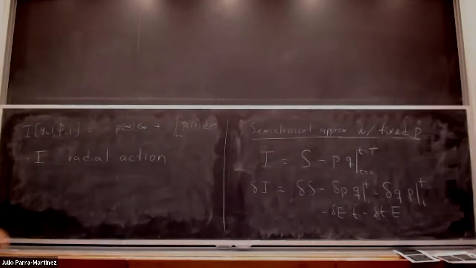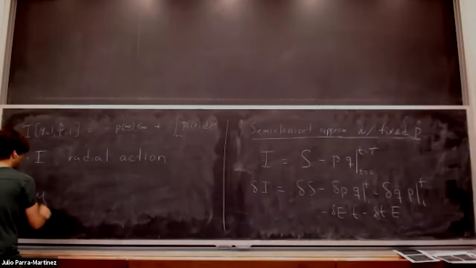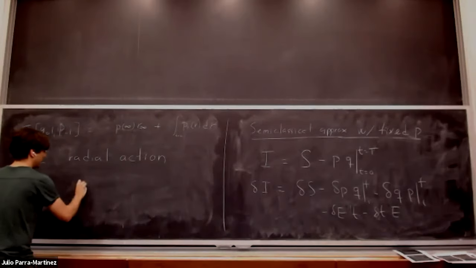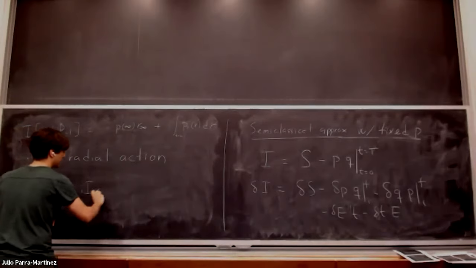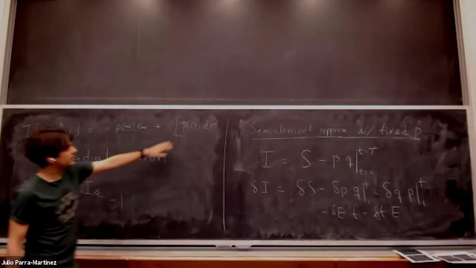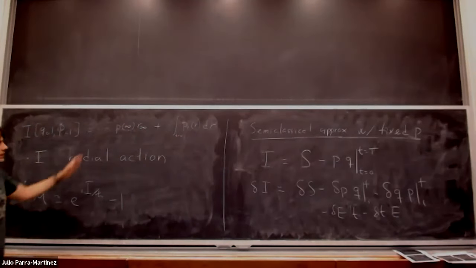When it's evaluated in the semi-classical approximation, the scattering amplitude will be like e to the i over h bar times the radial action, minus one. So this quantity that we defined before, this P of R, one can use to calculate this thing. And we have the direct connection to the scattering amplitude.